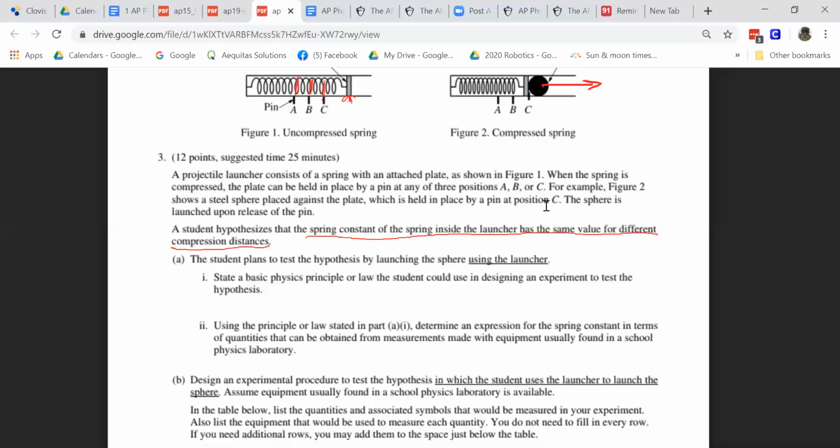I think that you can't really use Newton's second law with the kinematic equations because the force isn't constant and therefore the acceleration isn't constant. So I would use, state a basic physical principle to test the hypothesis. I would say, just as you said, conservation of mechanical energy.